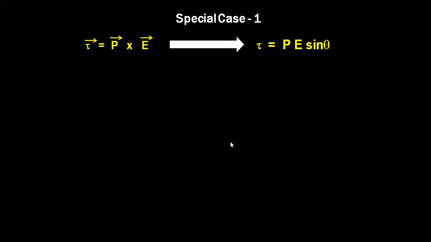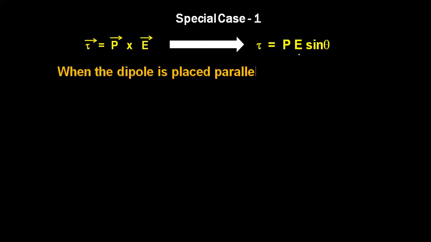டைபோல் எலக்ட்ரிக் ஃபீல்டுக்கு பேரலா பிளேஸ் பண்ணா அது மேல டார்க் எவ்வளவு இருக்கும்? ஸோ டார்க்கோட ஃபார்முலா இப்போ பாருங்க, இது வெக்டார் ஃபார்ம், இது மேக்னிடியூட் ஃபார்ம். So the magnitude of torque depends upon magnitude of dipole moment, magnitude of electric field, and angle between the dipole moment and electric field, isn't it? Right now, special case 1. When the dipole is placed parallel to the electric field, what will be the torque acting on it?